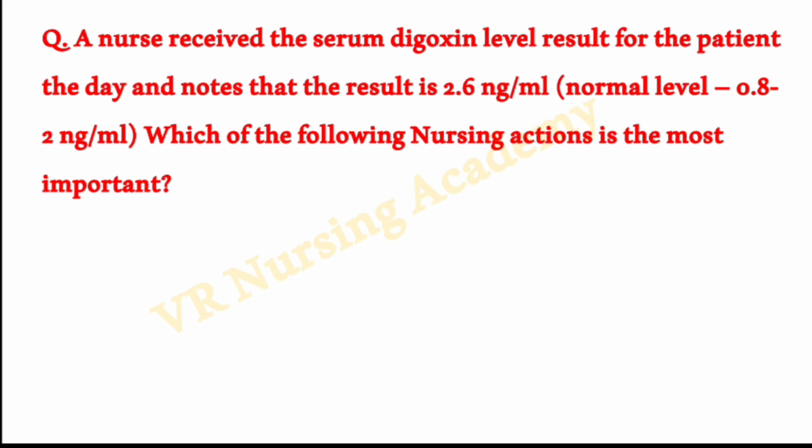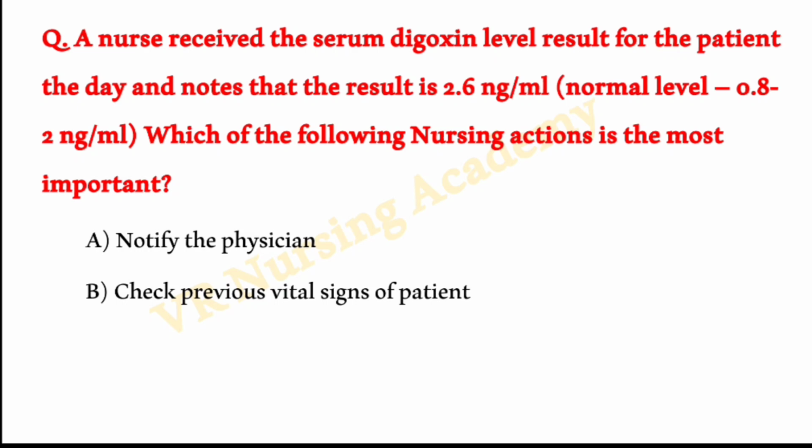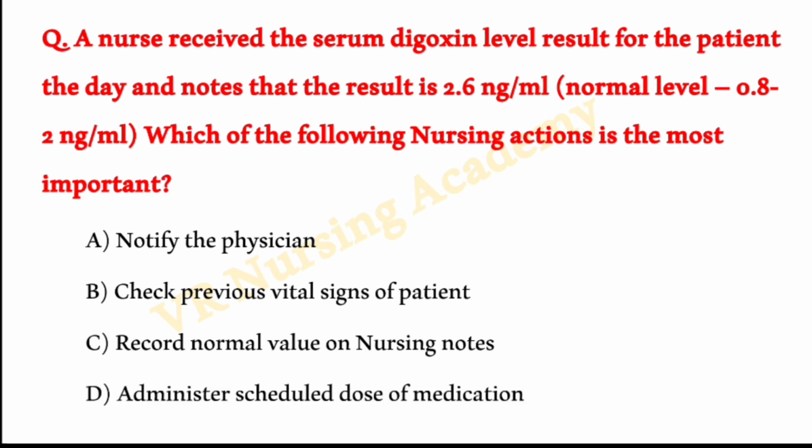Option A. Notify the physician. B. Check previous vital signs of patient. C. Record normal value on nursing notes. D. Administer scheduled dose of medication. Which is the correct answer? Option A. Notify the physician.